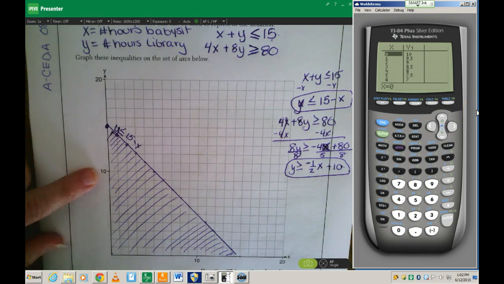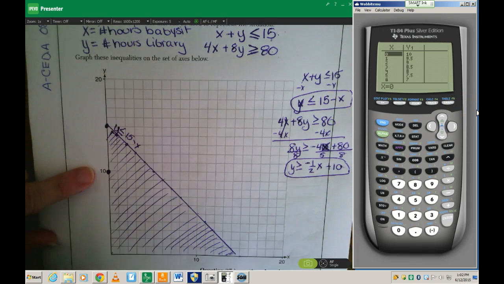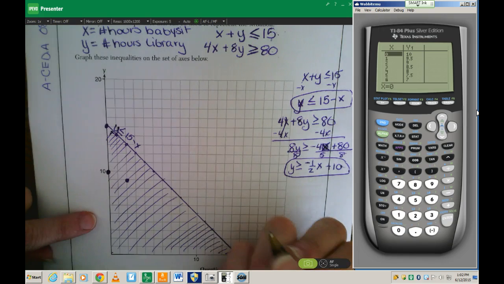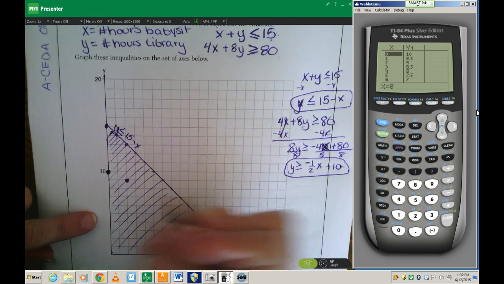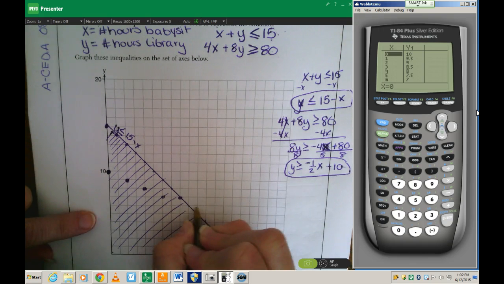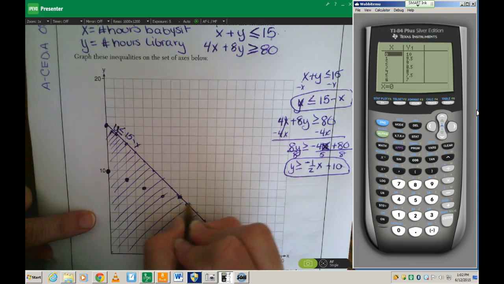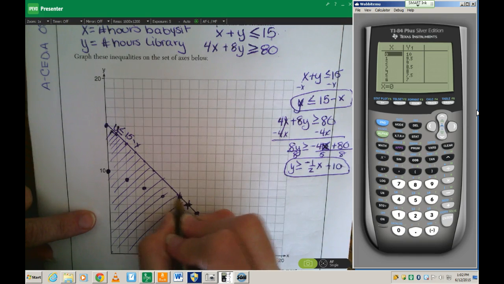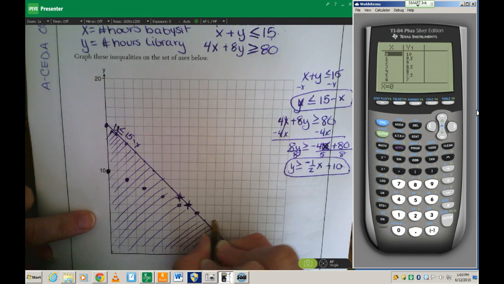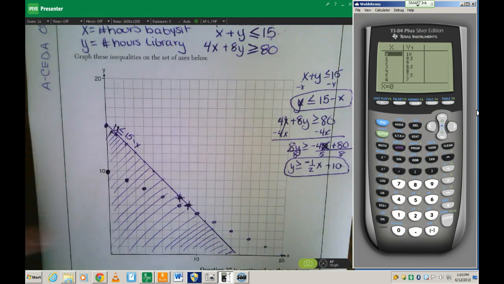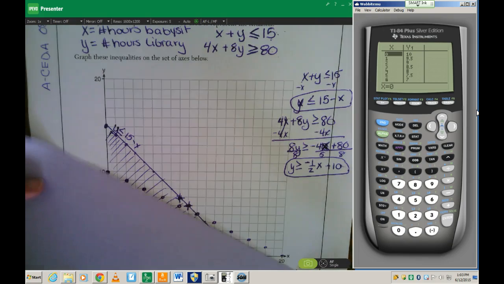All right, 0, 10. Let's look at the next pretty point. 2, 9. Over 2, up 9. 4, 8. And there's our pattern. Now oops, that was bad. That's the one I want. Wow, I'm having a hard time, aren't I? Maybe I should have used a pencil. There you go. Perfect. I'll have this line.